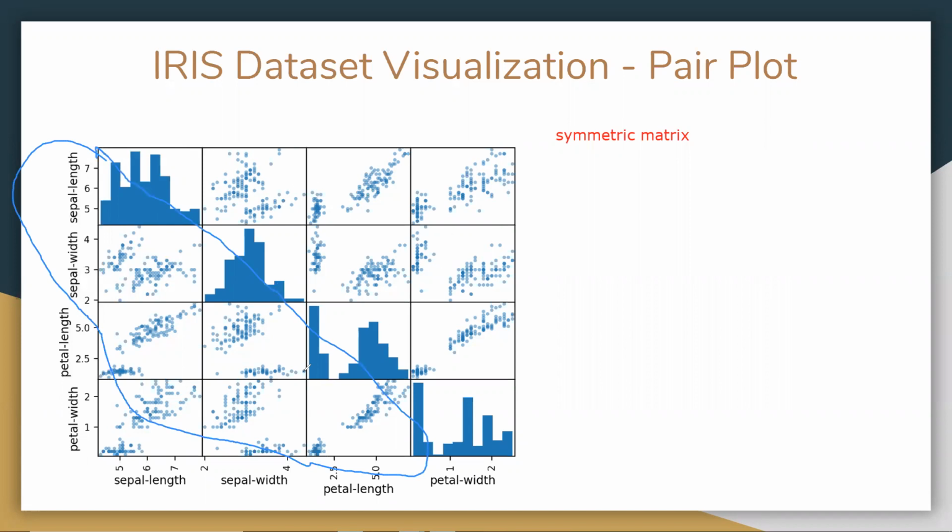Here you find one correlation. If you see, petal length and petal width are highly correlated, right? You can see the data distributed like this. So far we have seen this kind of data distribution. The petal length and petal width data has a strong positive correlation.